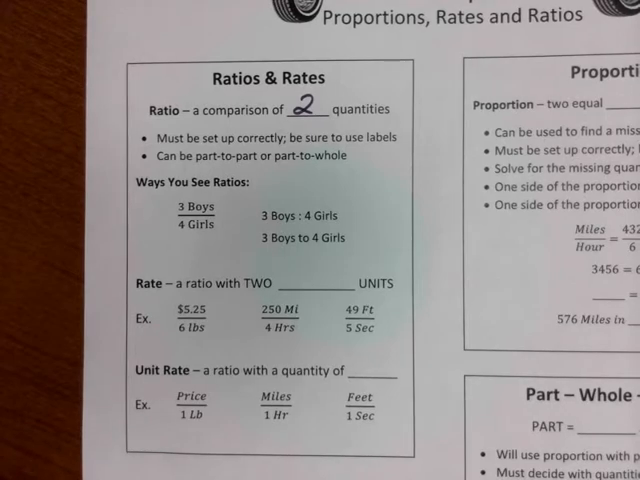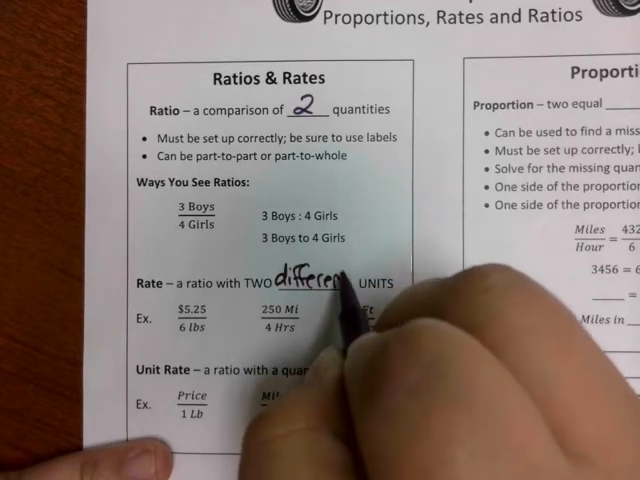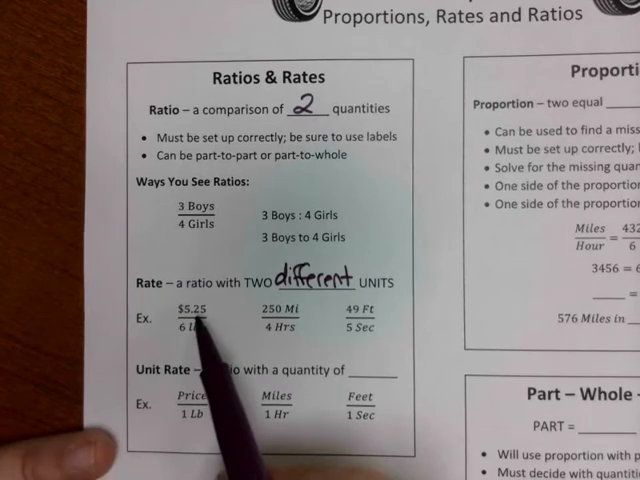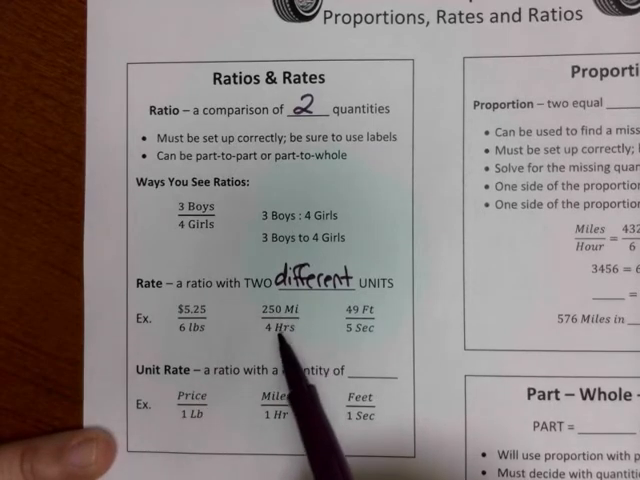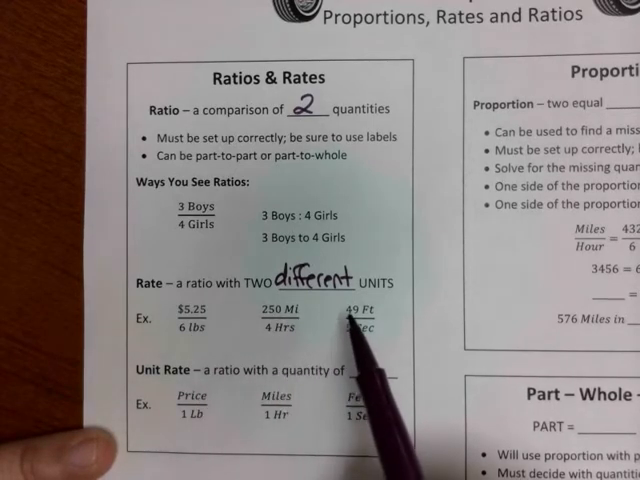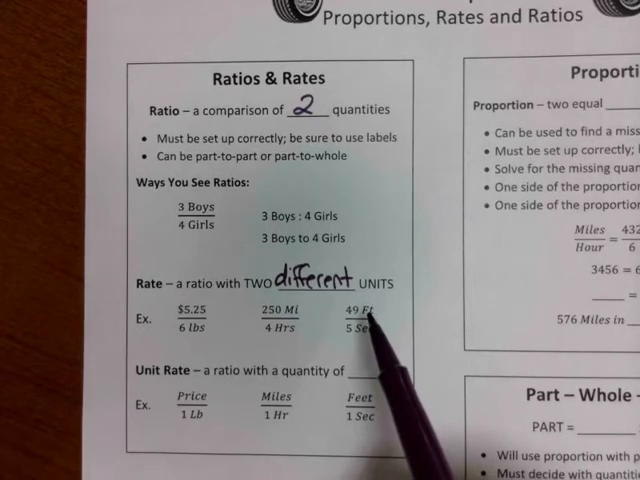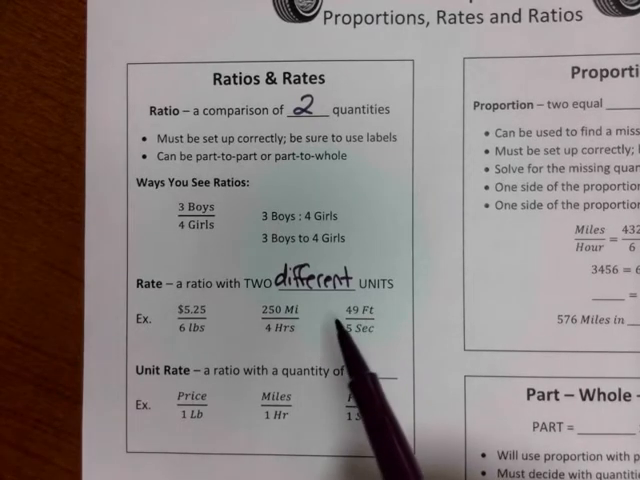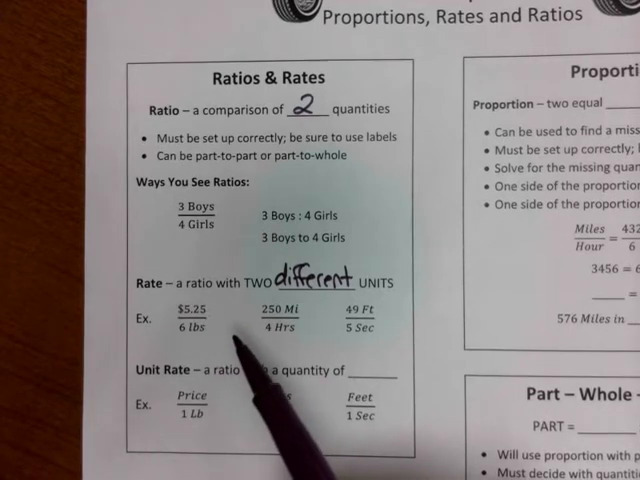The next thing says a rate. A rate is a ratio with 2 different units. An example of a rate would be $5.25 for 6 pounds, 250 miles traveled in 4 hours, 49 feet in 5 seconds. When I say units, I'm talking about the words: feet and seconds, miles and hours, dollars and pounds. They're different when it's a rate.